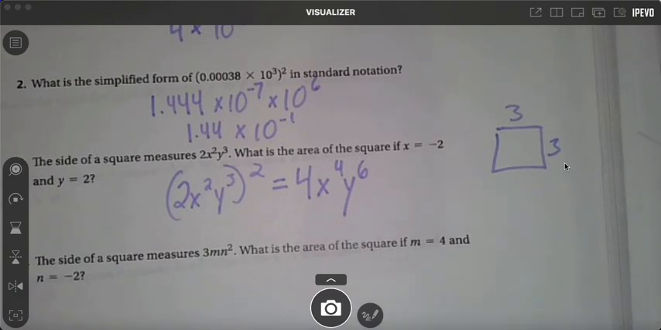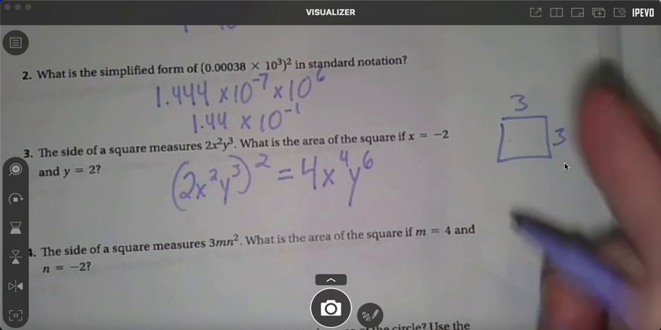But a square, what do you know about all the sides? They're all the same. So that's why you just square it. Square it for a square. You hear that? Okay. Now, then I'm going to plug this in.